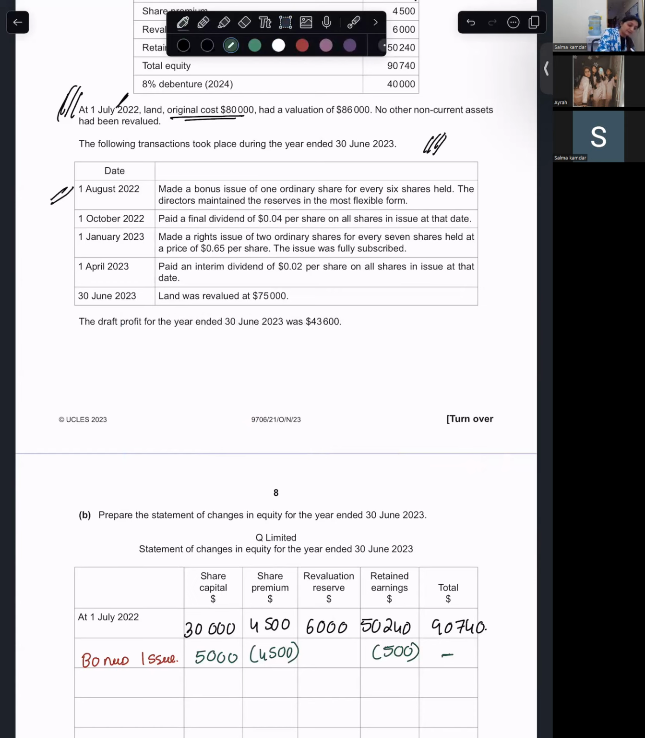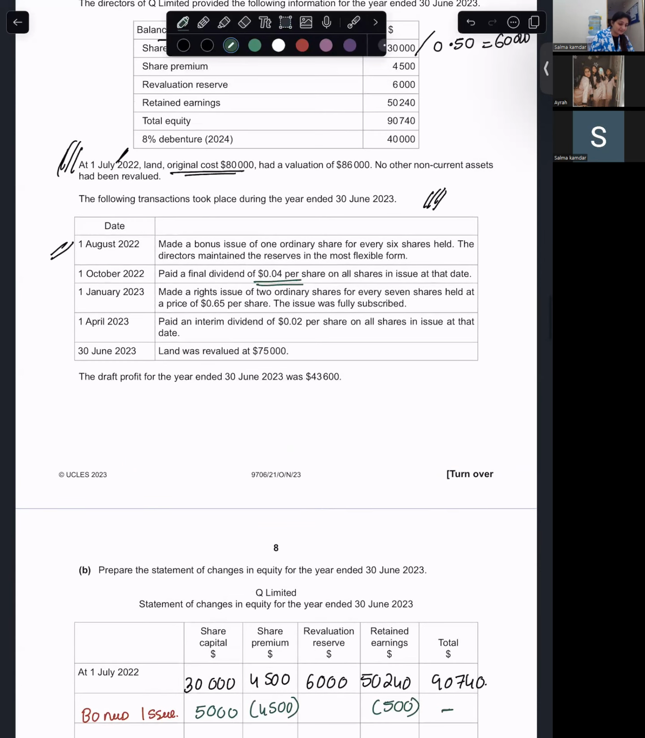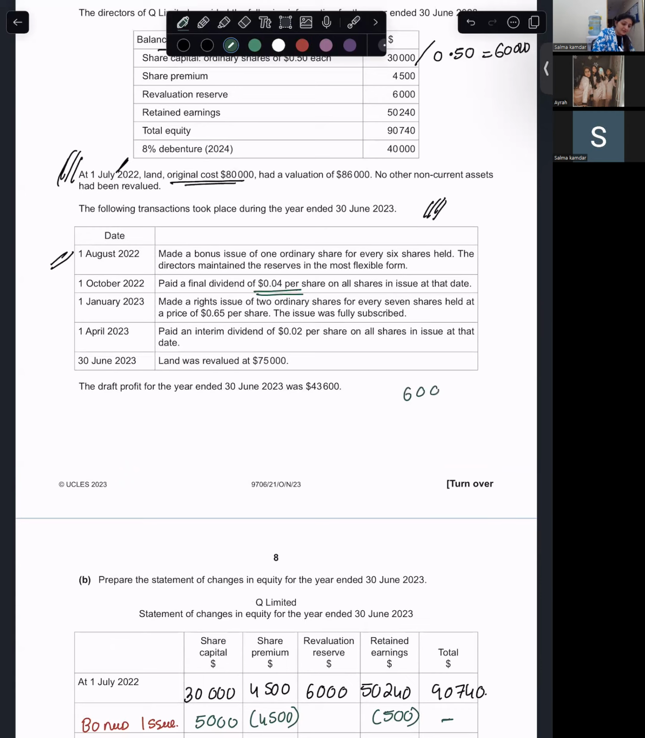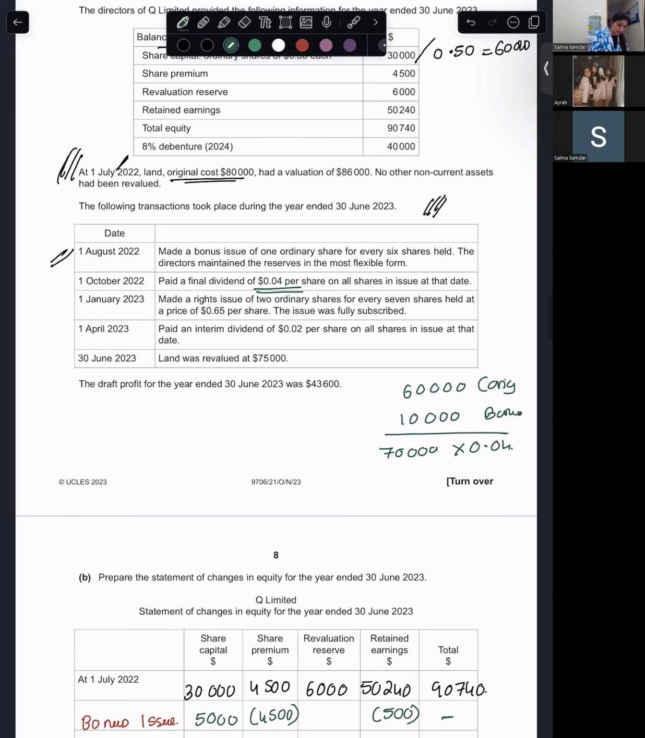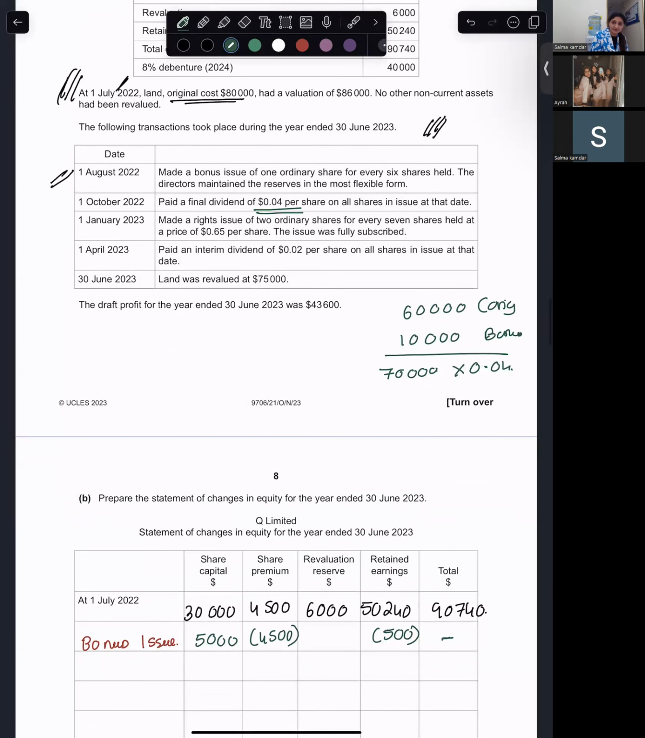Paid a final dividend of 0.04 per share on all shares in issue at that date. So how many shares in issue at that date? 60,000 was the original issue. 10,000 was bonus. 70,000 is there in the issue. So how much will you give as final dividend? 70,000 into 0.04, 2,800. 2,800 is the final dividend.